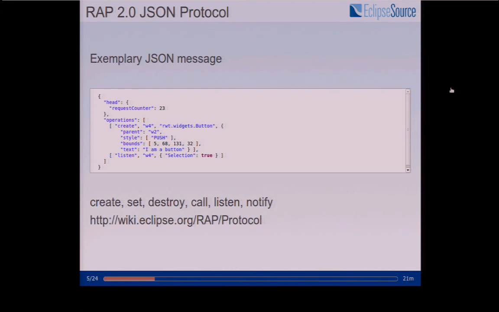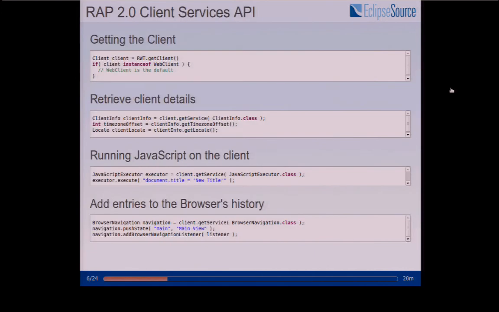We have 6 different operation types: create, destroy, set for setting attributes, call for calling methods or functions, listen and notify for event handling. And this JSON protocol makes it really easy to implement new clients.